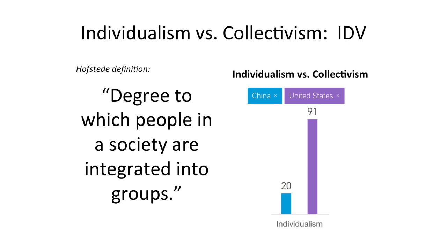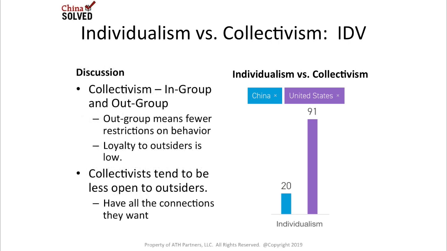And the next big one is individualism versus collectivism. And this is the degree to which people in a society are integrated into groups. And you can see the United States is very individualist, one of the highest individualist scores, and China is very low. It's very collectivist. If you're a collectivist, you're in the in-group and everyone else is in the out-group.